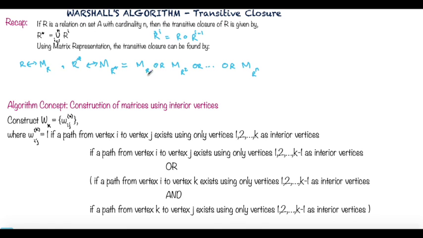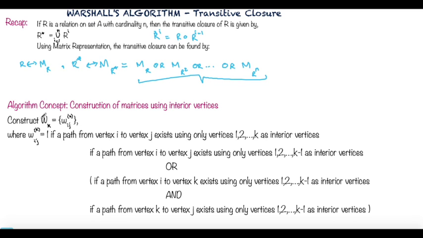But this is one method to find the transitive closure, and it is not very efficient. An efficient algorithm is Warshall's algorithm, which we are now going to describe. So the algorithm works like this.